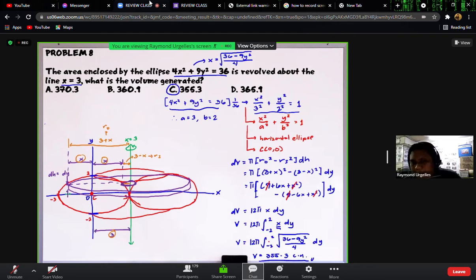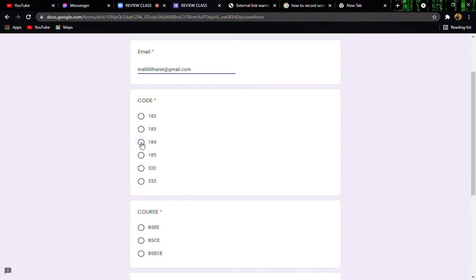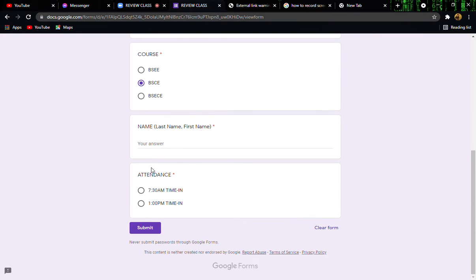So pwede nyo rin i-try sa calculator nyo, kung meron kayong calculator dyan, para ma-check nyo kung tama yung 355.3. Okay? So any questions? No? So another method na pwede natin gawin dito is using Pappus theorem. So gamitin ko na rin lang tong figure.